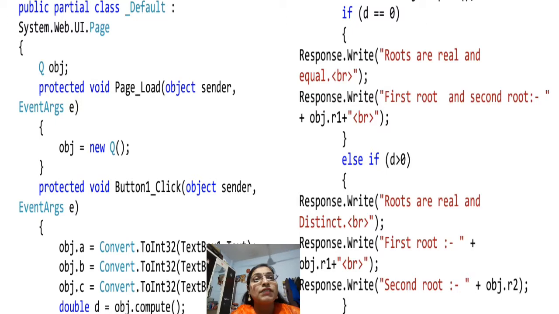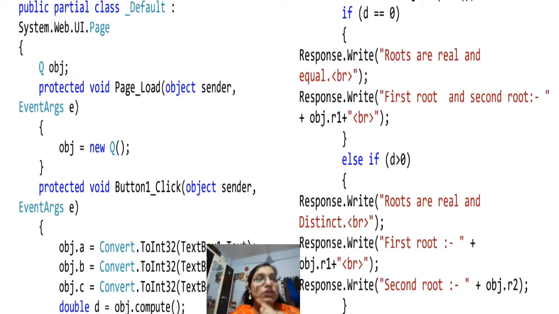As we all know that we are having three text boxes. So text box 1 dot text value we have to store inside A variable. So this is the reason why what I have written obj dot a equal to convert dot to int32. In place of that, you can make use of int32 dot parse also into round bracket text box 1 dot text. Similarly for B, it's the same sentence, but the text box 2 we have used. Then in case of C, text box 3 you have to use.